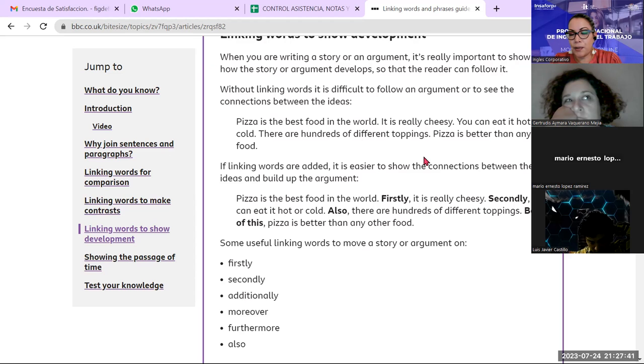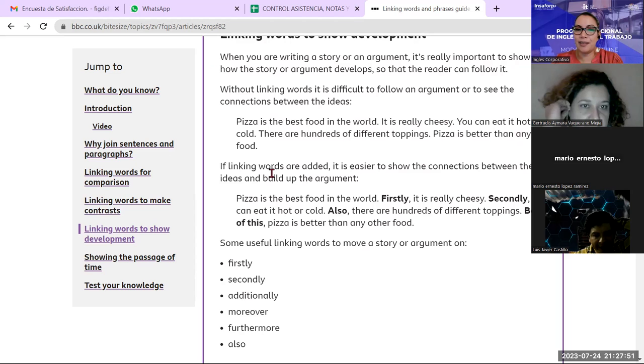Pizza is the best food in the world. This is really cheesy. You can eat it hot or cold. There are hundreds of different toppings. Pizza is better than any other food. If linking words are added, it is easy to show the connections between the ideas and build up the argument. As you can see, this is the same paragraph, but with the connectors showing development of the ideas.